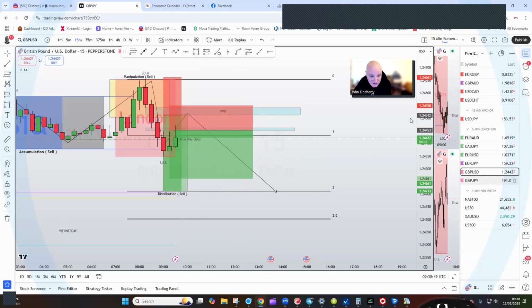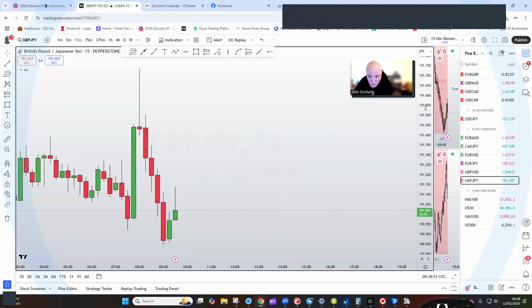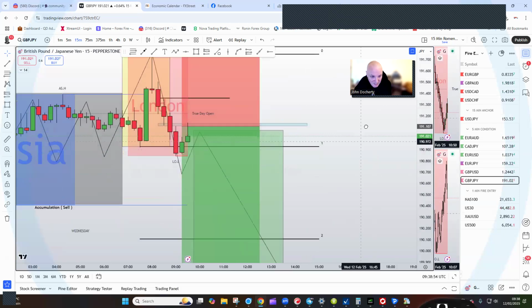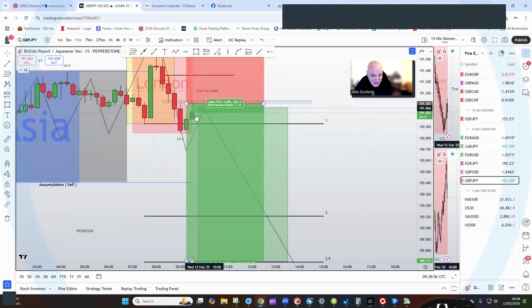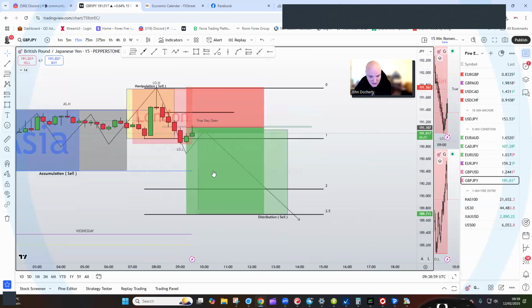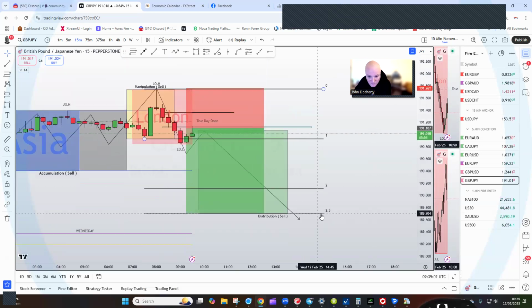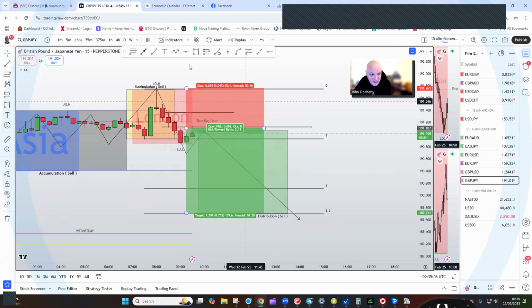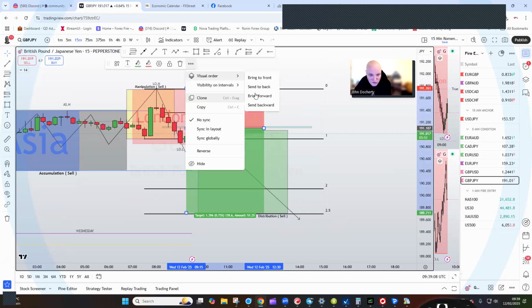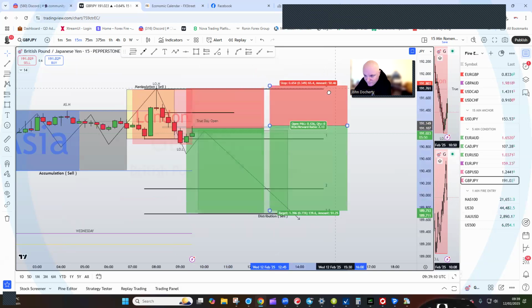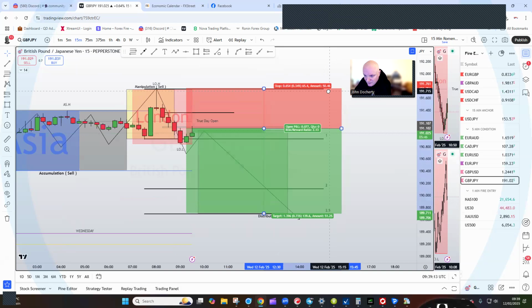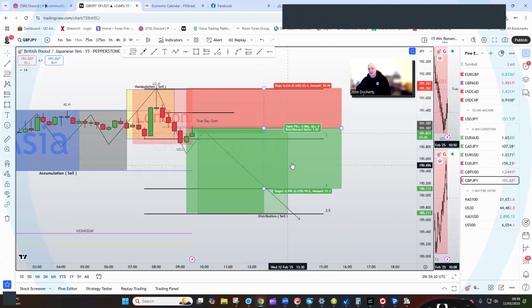And the GBP JPY, what we've got is a top entry into this area now, and this is firing away also. Again, it's a 1 to 2.13 down to the 2.5 deviation. If this was to go to just the 2 deviation, okay, it's only a 1 to 1.52.